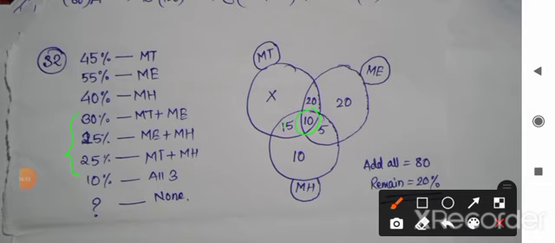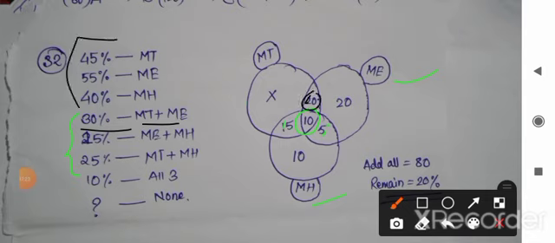Then comes 15% of Express and Herald. Express and Herald is here. Then we'll do 15%. 10 is already there, so 5 we'll write between the two, common between the two. Next we'll read 30% of Times and Express. 30%, 10 is already there, we'll put 20 out there.